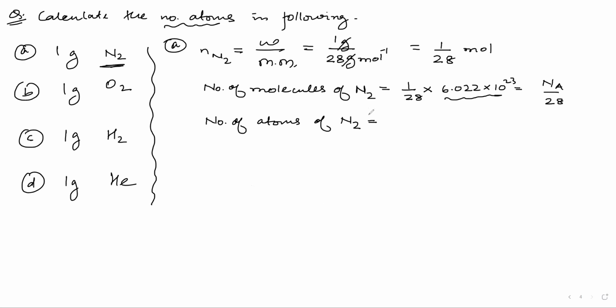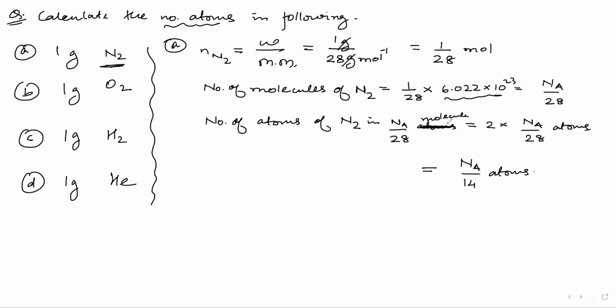So if in 1 molecule we have 2 atoms, then in NA by 28 molecules, the number of atoms of N2 will be equal to 2 into NA by 28 atoms. Sorry, this is in the molecule. So this will be equal to NA by 14 atoms. Correct? Any doubt? No, sir.